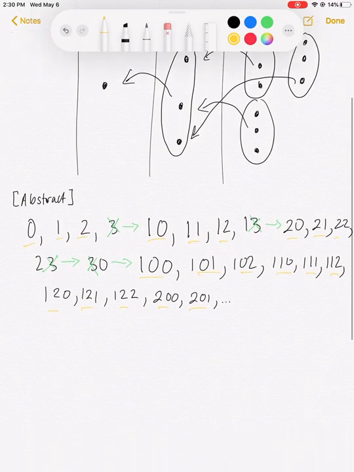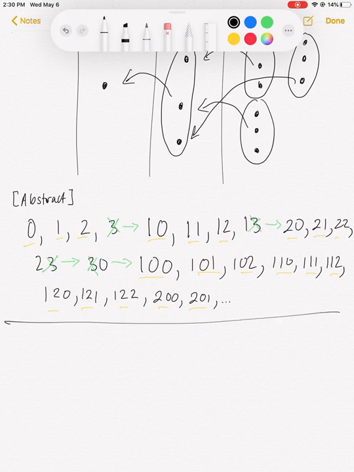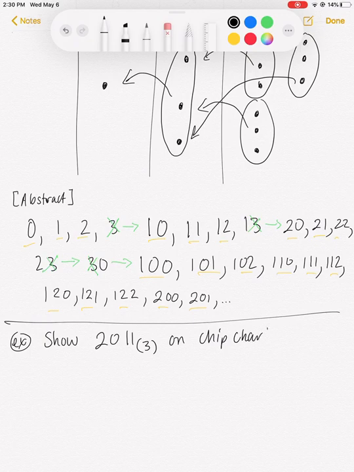Now let's go ahead and do an exercise with it. We want to show 2011 base 3 on our chip chart. Okay, it's kind of neat to say that because it's an alliteration, right?